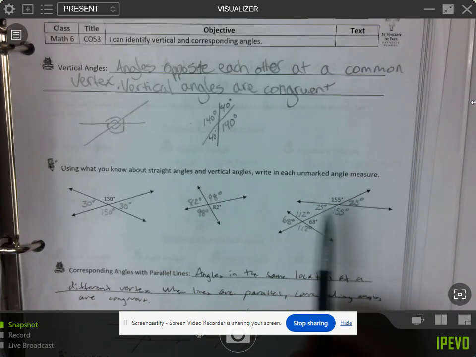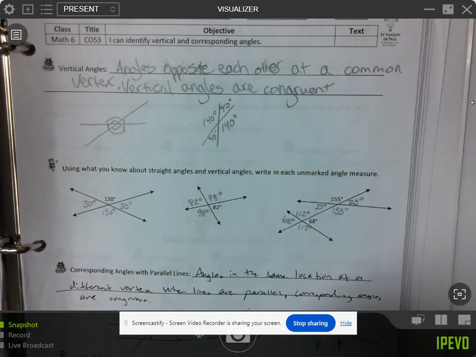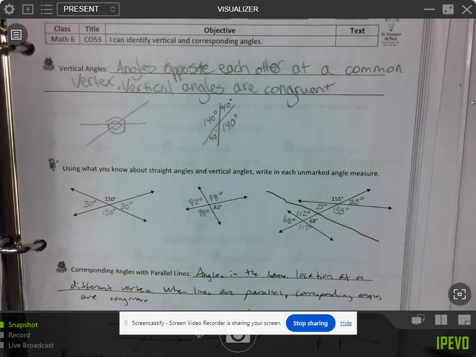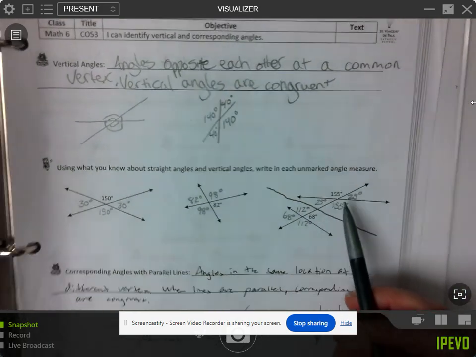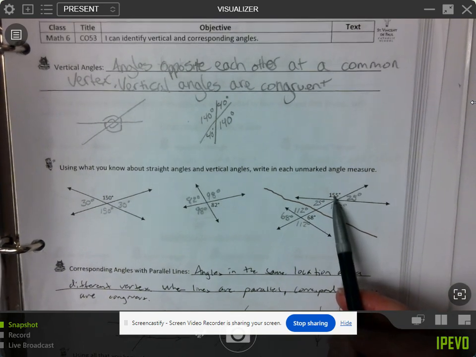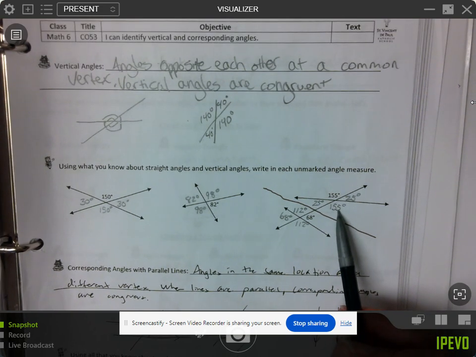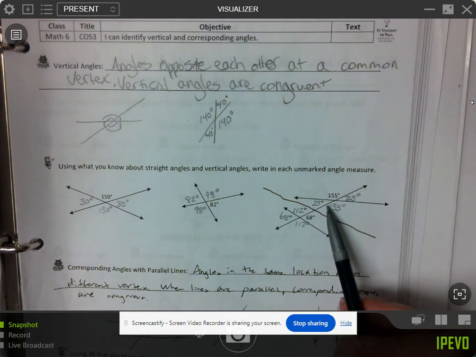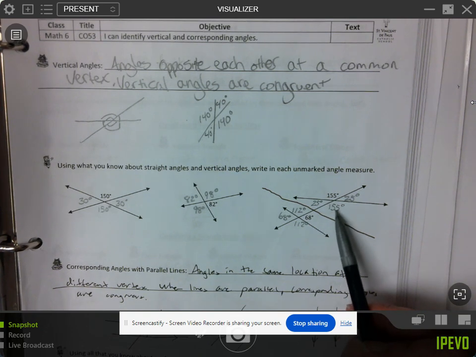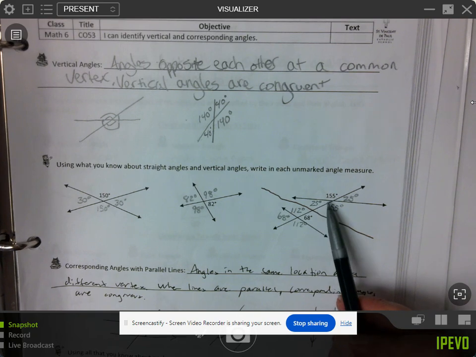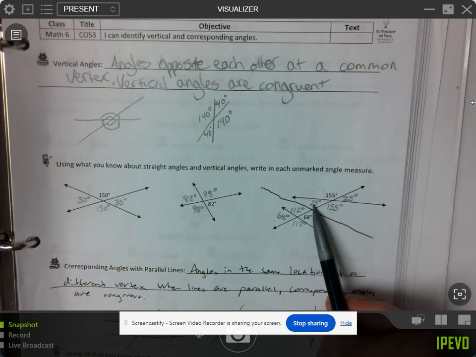Then we have over here, I said think of this as two separate types of angles. So if we look at the top one, we have 155 degrees. Vertical angle, opposite of it will be 155 degrees. And then we have supplementary angles. 180 minus the 155 gives us 25 degrees. Vertical angle would be 25 degrees.